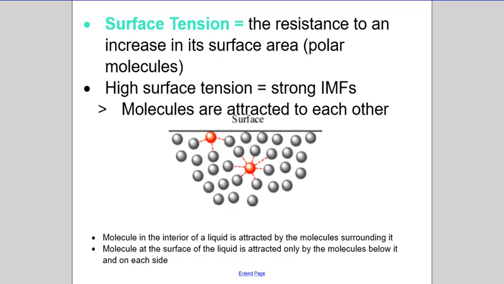So surface tension. If you can increase the attractive force between the molecules of any liquid, then that's going to increase the surface tension. So as this attractive force increases between all these molecules, the cohesion of the liquid increases and the tension across the surface of that liquid increases.